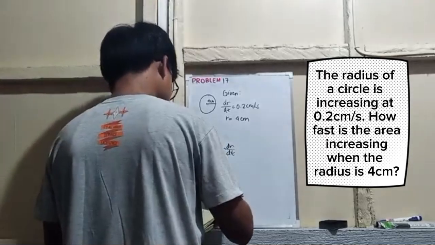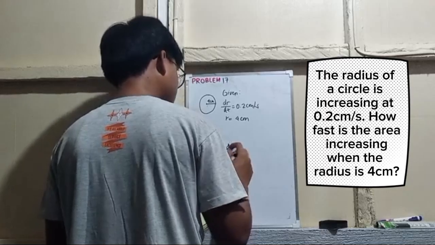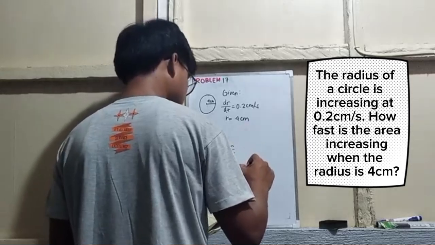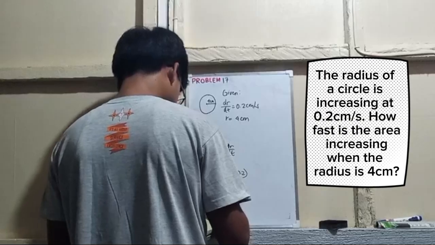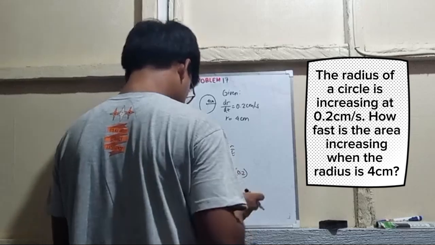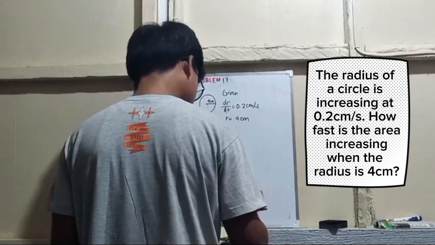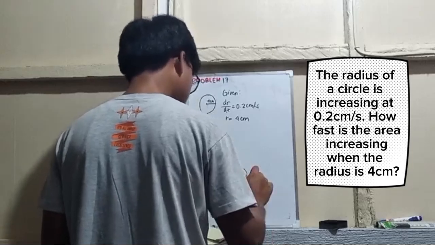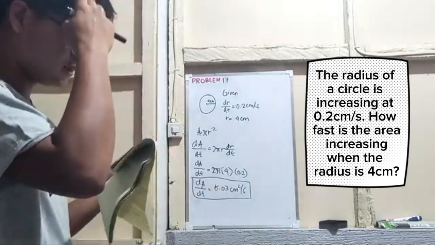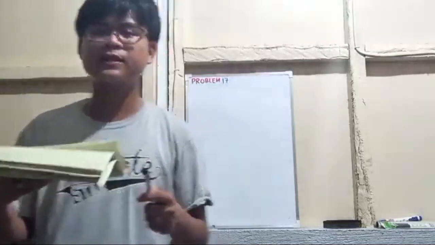So 2 pi and our r is equal to 4 and our dr over dt is equal to 0.2, and solve. We will get the value of 5.03 centimeters squared per second. So here is the final answer, the rate of area when it is increasing.